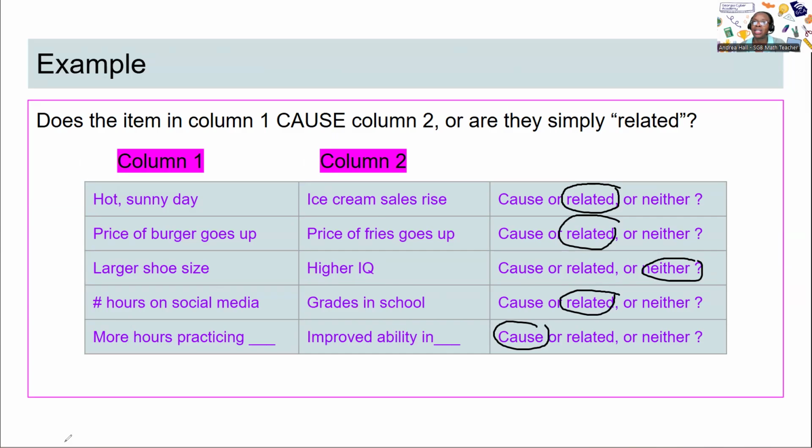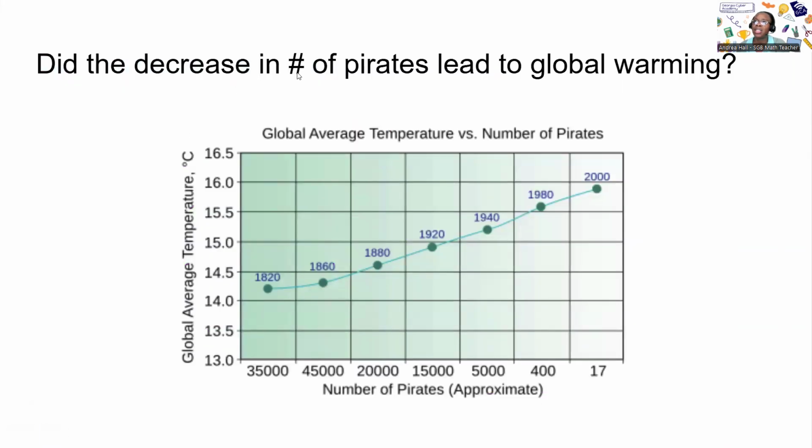All right, so that's an example of causation, correlation, relation, all of that. A lot of it is taking a look at your common sense. Did the decrease in the number of pirates lead to global warming? So here's the number of pirates as they decreased. The global warming, the average temperature in Celsius, actually increased. Did that influence lead to global warming?